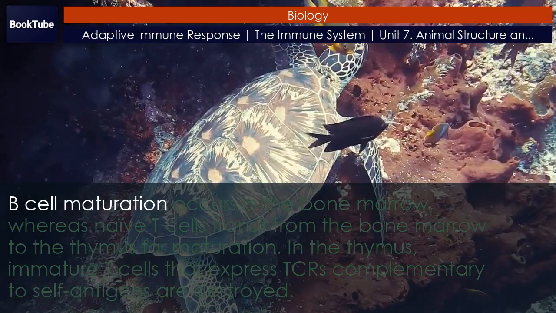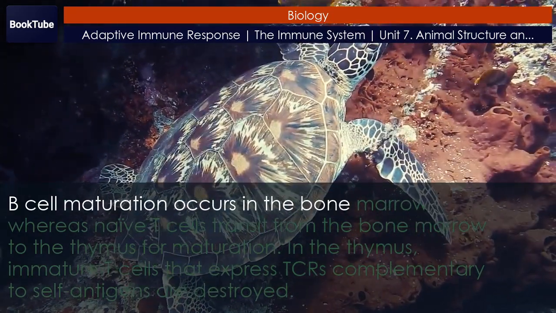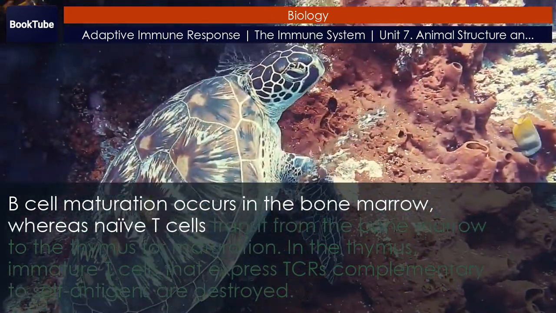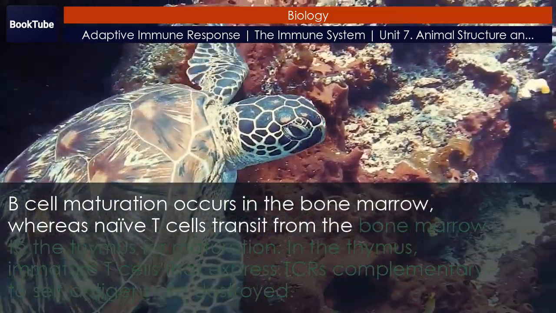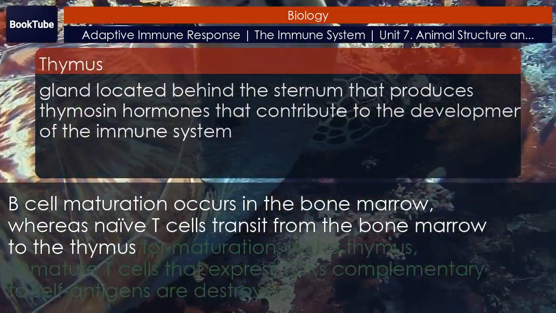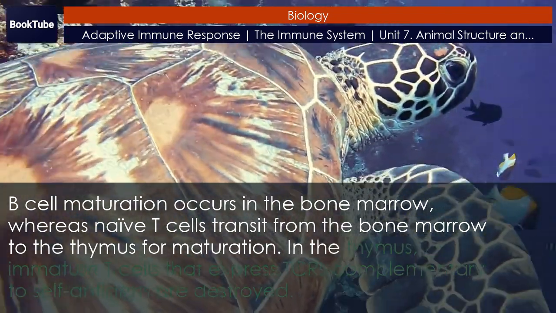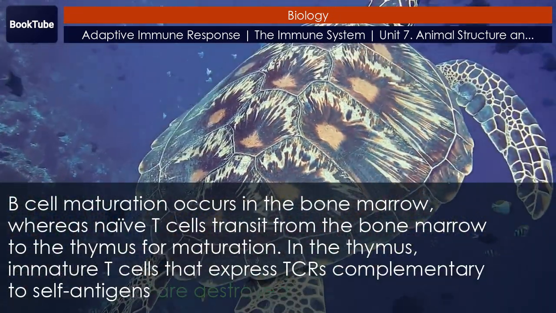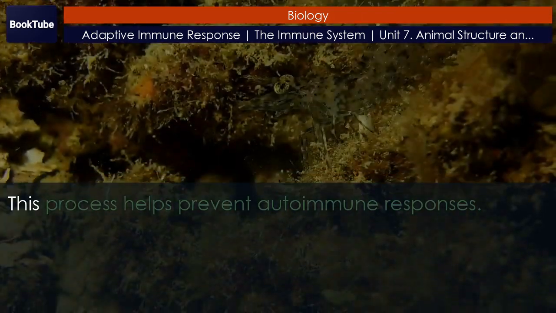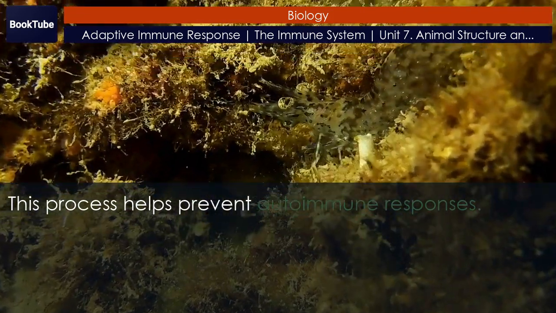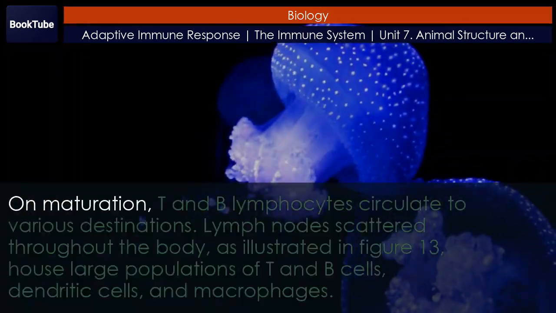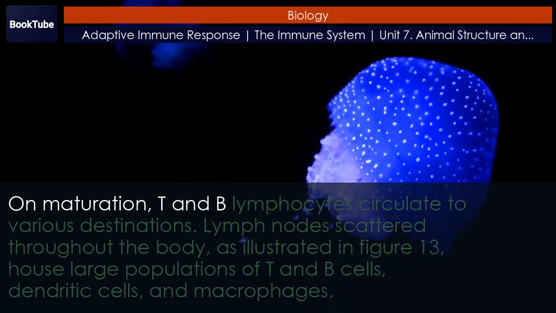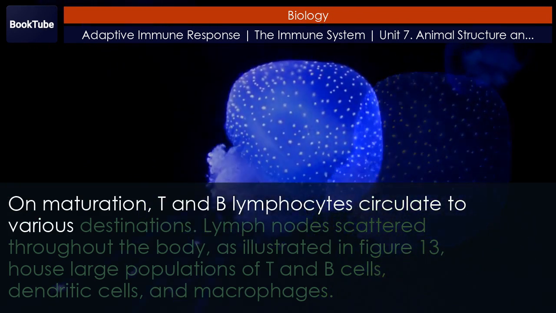B-cell maturation occurs in the bone marrow, whereas naive T cells transit from the bone marrow to the thymus for maturation. In the thymus, immature T cells that express TCRs complementary to self-antigens are destroyed. This process helps prevent autoimmune responses. On maturation, T and B lymphocytes circulate to various destinations.